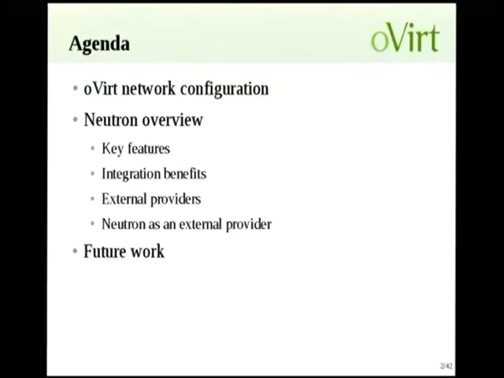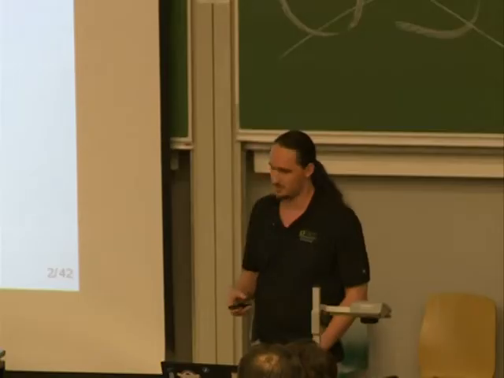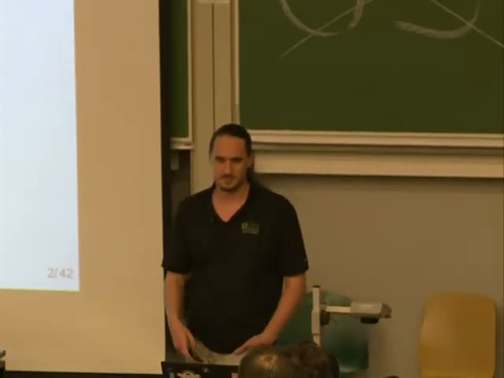Okay, so basically, let's see what we're going to talk about. oVirt network configuration: how do we configure networks today in the oVirt project? oVirt is like an open source alternative to vSphere, vCenter. Then we go over Neutron, see what it has to offer, what we are looking to do with it, and some future work that we have planned.